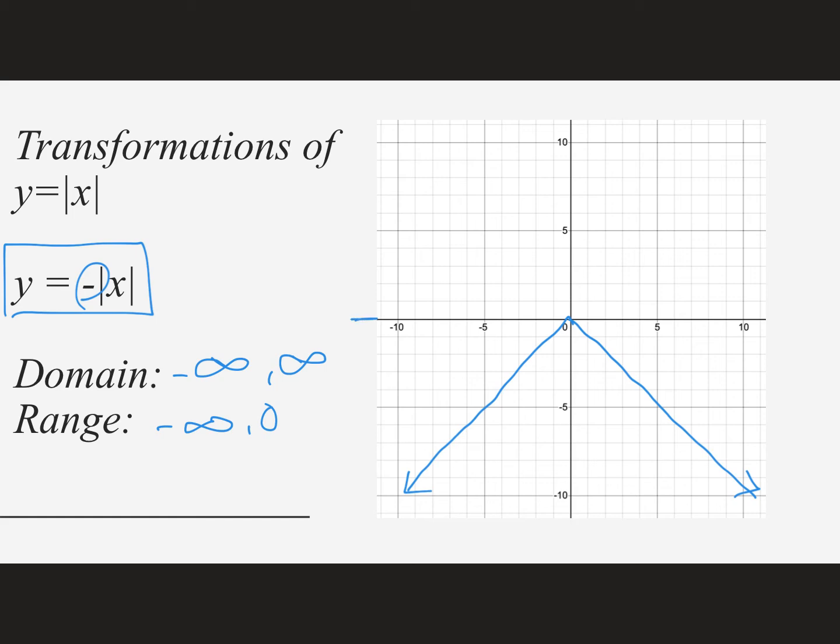Because as you see, 0 is now the maximum. So if I have a negative, I'm going to have a maximum value for my range.